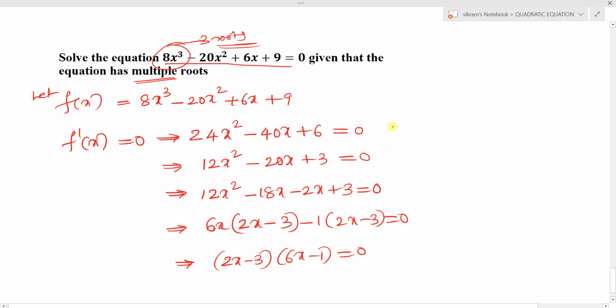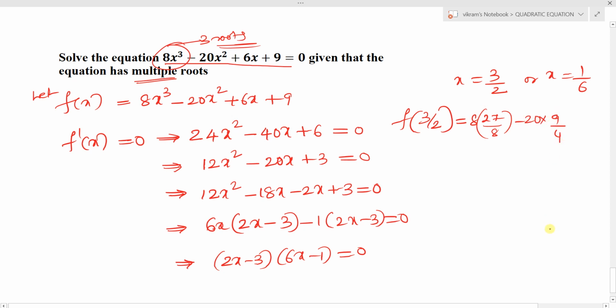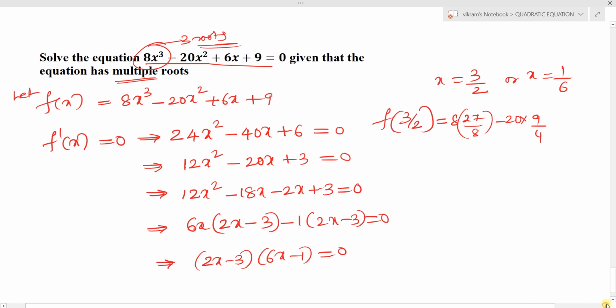From this we can write x is equal to 3 by 2 or x is equal to 1 by 6. Two values we are obtaining. After obtaining these, they have to be substituted in f of x. f of 3 by 2: 8 into 3 by 2 whole cube, that is 27 by 8, minus 20 into 9 by 4 plus 6 into 3 by 2 plus 9. If we simplify this, we'll get the resultant as 0.